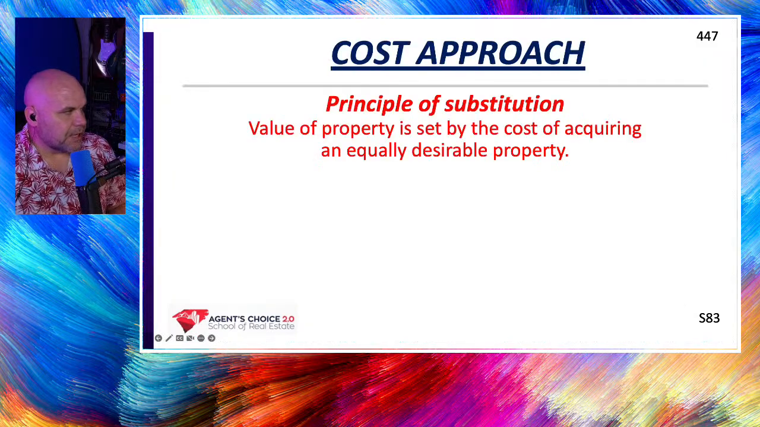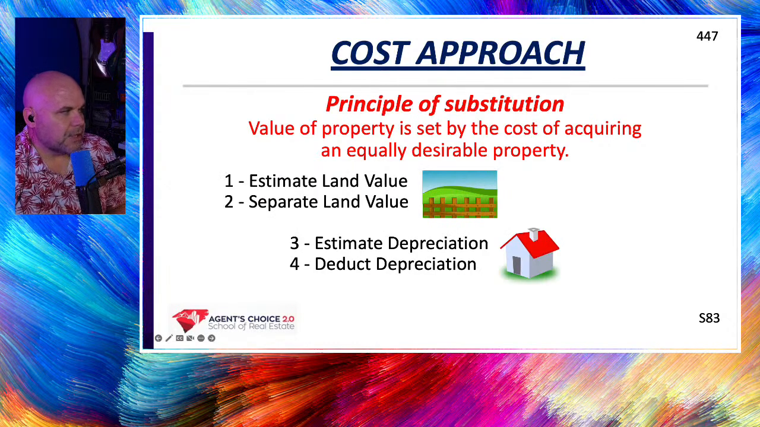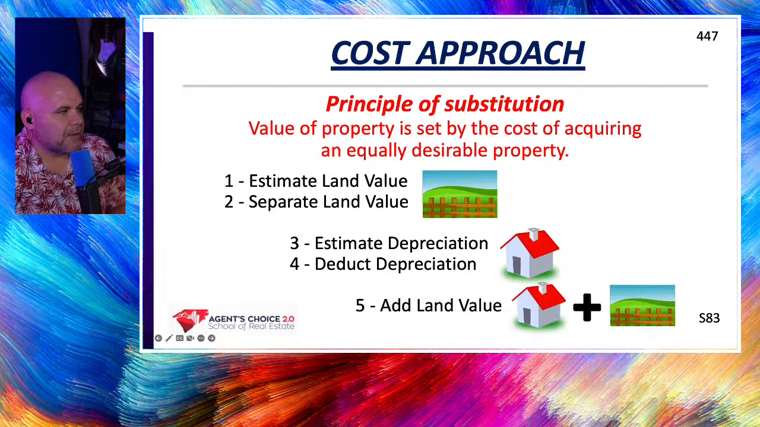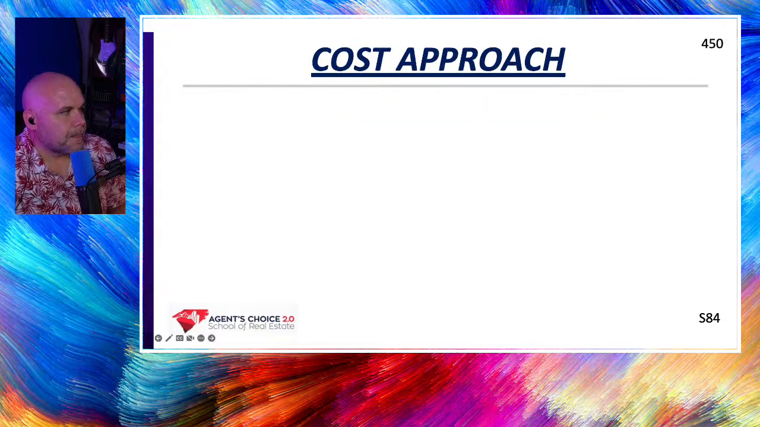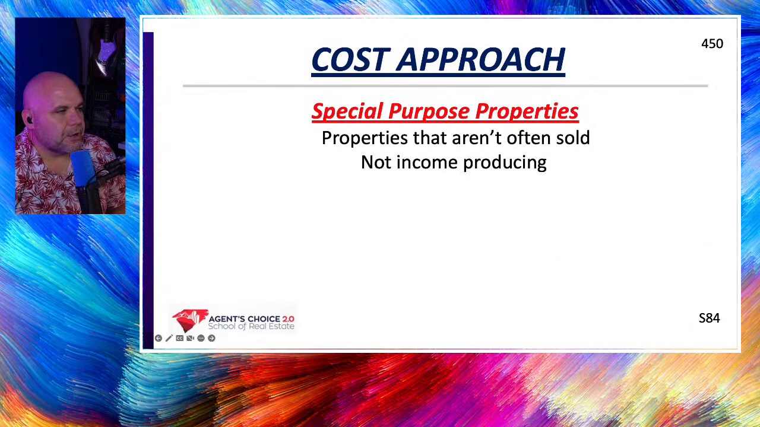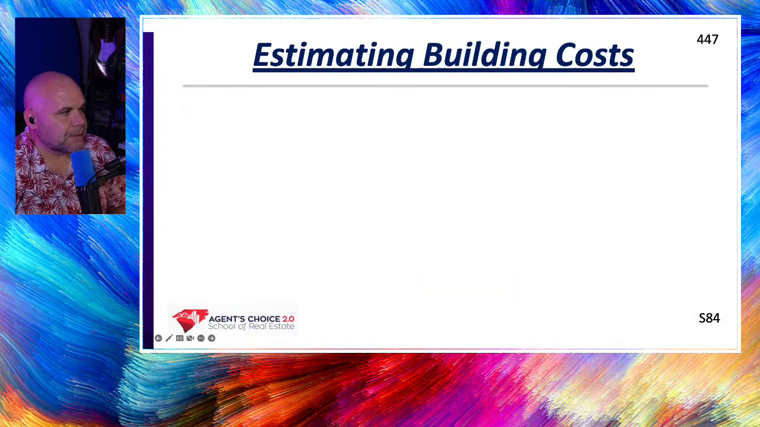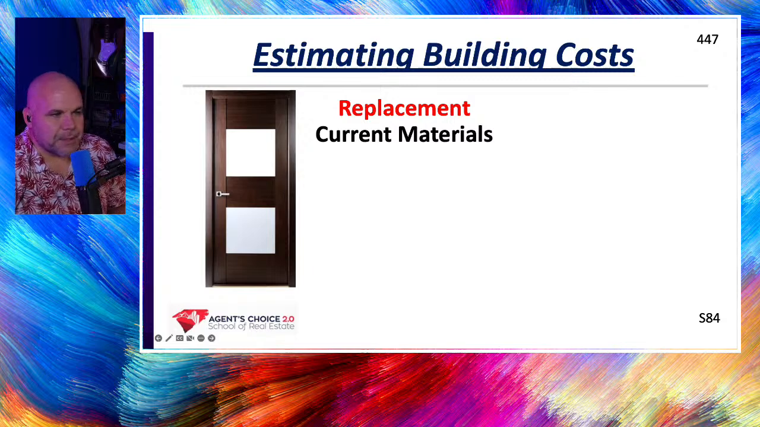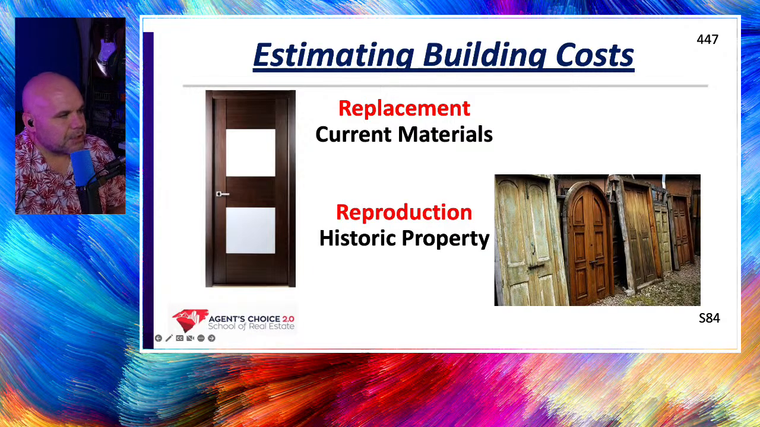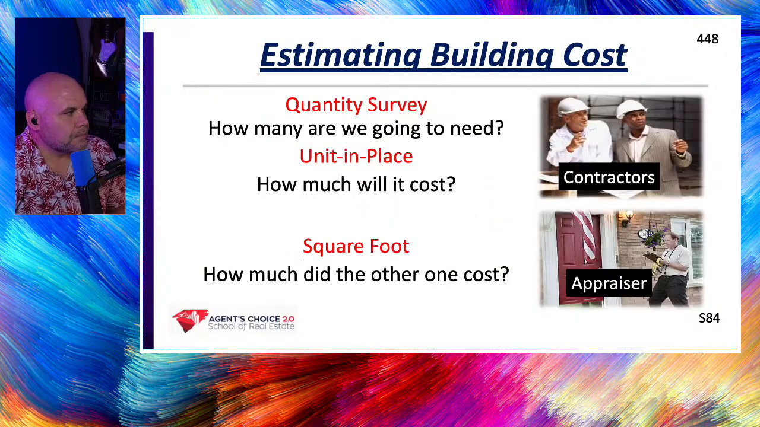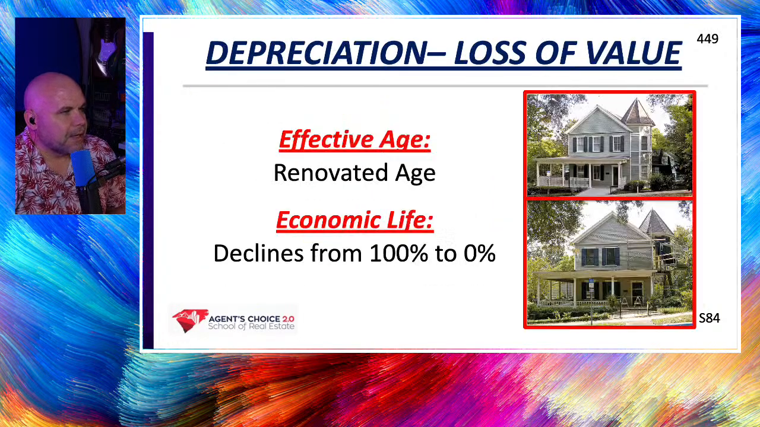Let's recap the cost approach again. It's that principle of substitution, figuring out what something would be worth new. Separate the land value, subtract depreciation from the new construction cost, add the land value back in. It's for special purpose. There are no comps available, so it's got to have its own approach for this kind of special purpose. The concept of replacement using current materials versus reproduction using historic properties, using custom-made things. Replacement's probably cheaper than reproduction. That looks exactly the same as what I showed you already.